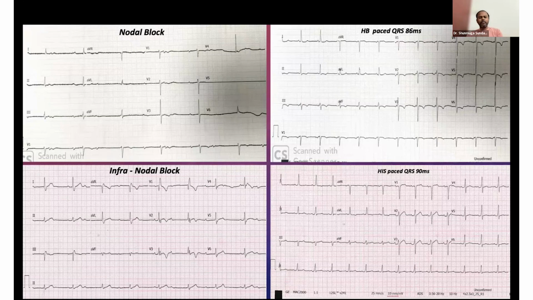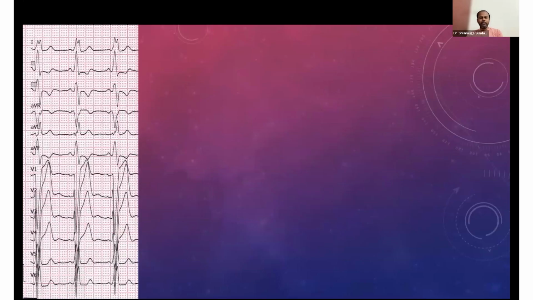The real problem occurs in wide QRS, where you may have to go for a complete scanning of the His bundle to identify the disease-free segment. Then you have to deploy the lead at the right spot. So let me show a case-based example. This holds good for either His bundle pacing or left bundle pacing.